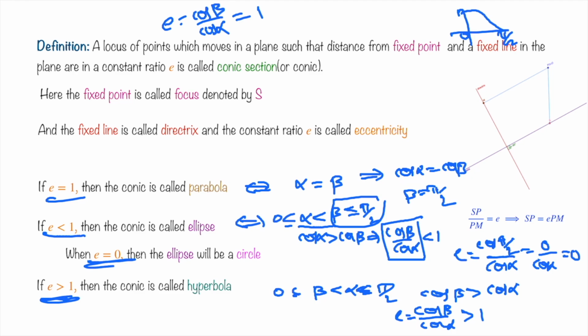Fine. So the analytic definition of conic section is the locus of points which moves in a plane such that the distance from a fixed point and a fixed line are in a constant ratio E. This E is called eccentricity. If E equals 1, we get a parabola. If E is less than 1, we get an ellipse. In particular, if E equals 0, you get a circle. If E is greater than 1, then you get a hyperbola. Fine.